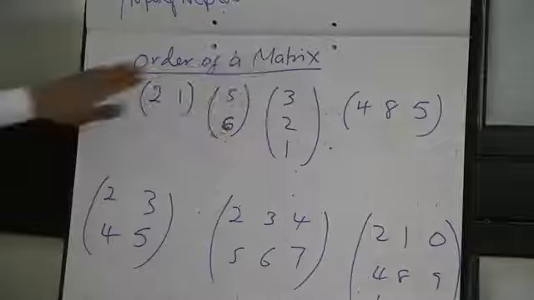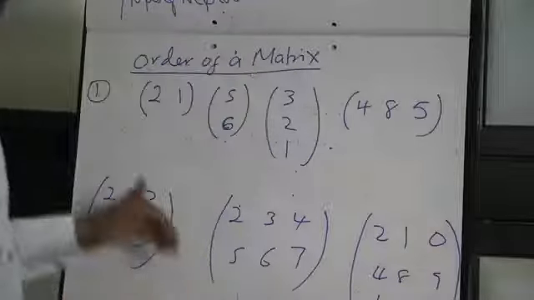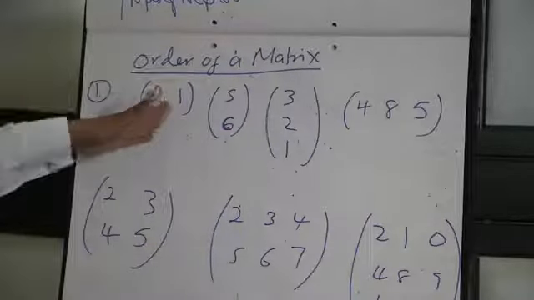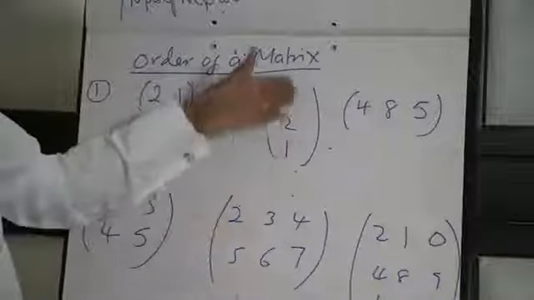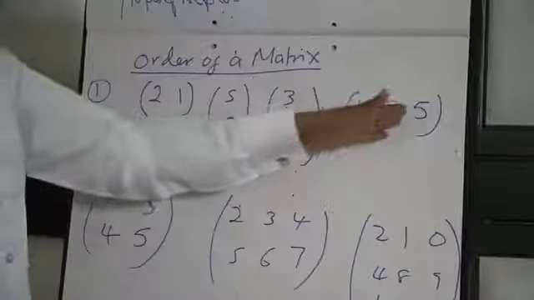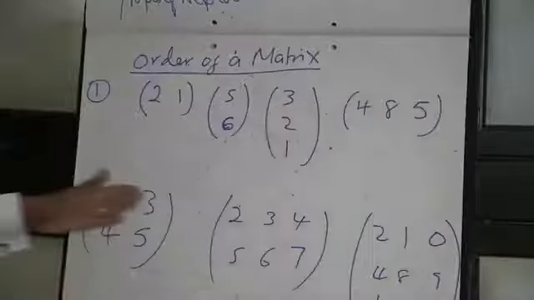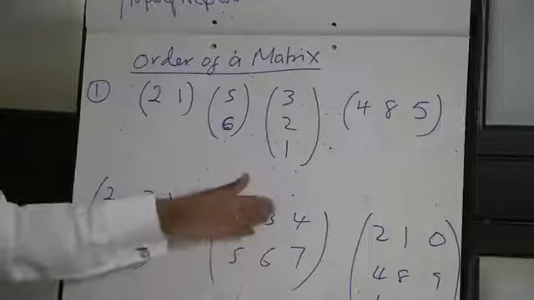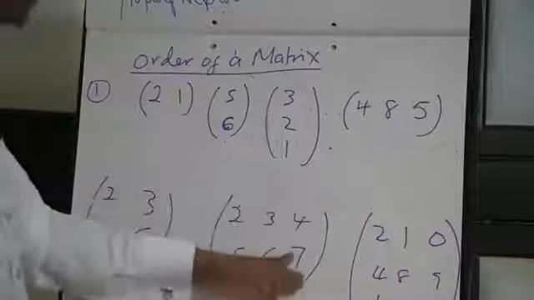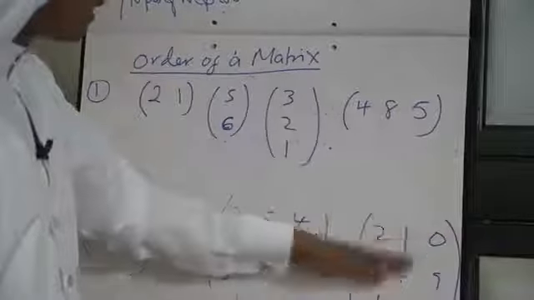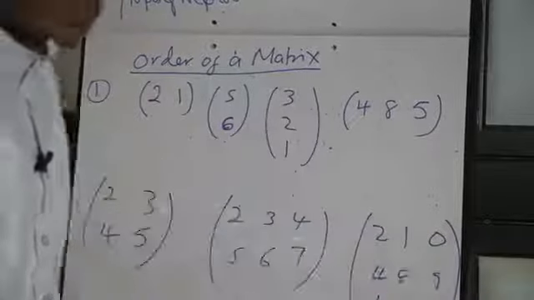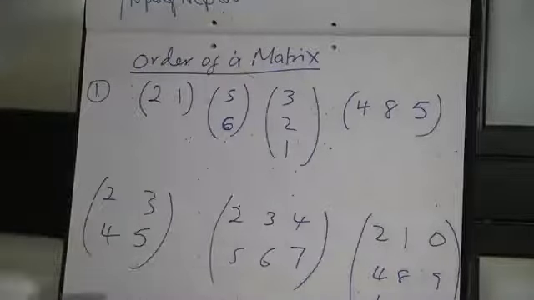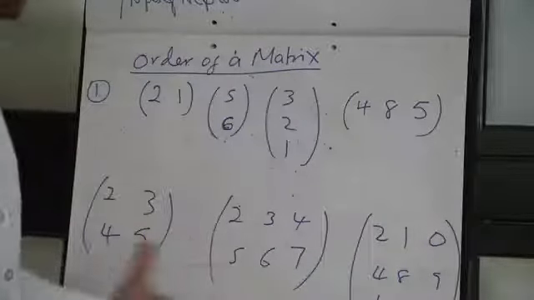Number one, we have the order of a matrix. Suppose our first matrix is 2, 1, the second is 5, 6, 3, 2, 4, 8, 5, another one is 2, 3, 4, 5, the next one is 2, 2, 5, 3, 6, 4, 7, and the next is 2, 4, 1, 1, 8, 2, 0, 9, 1. Suppose we have such matrices. How do we name them?